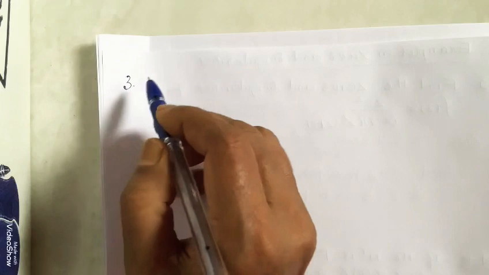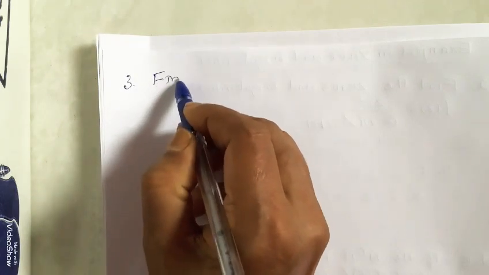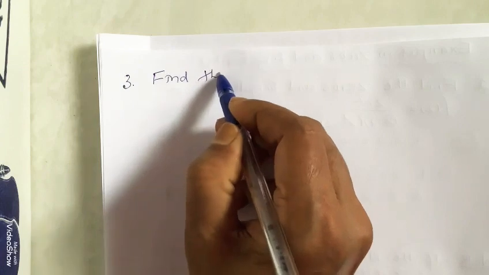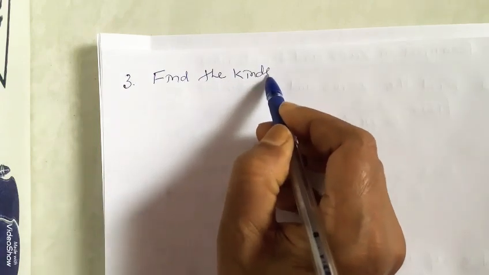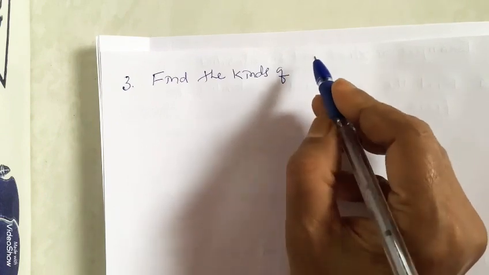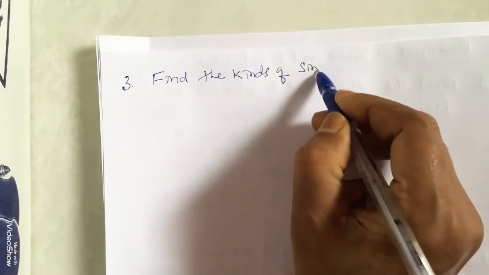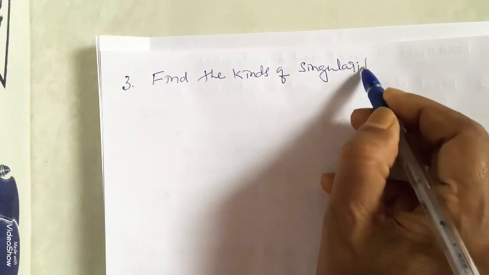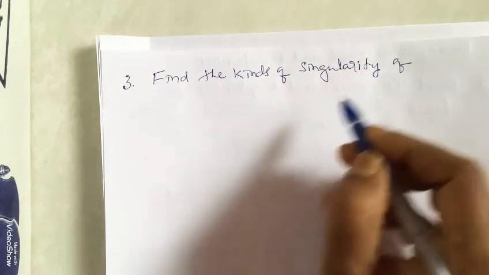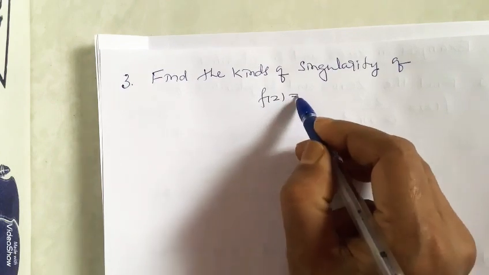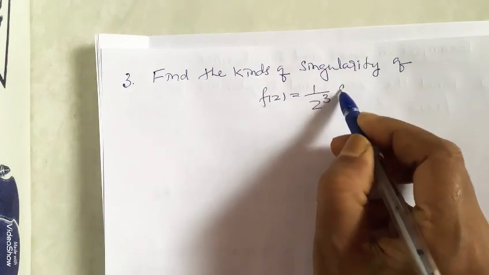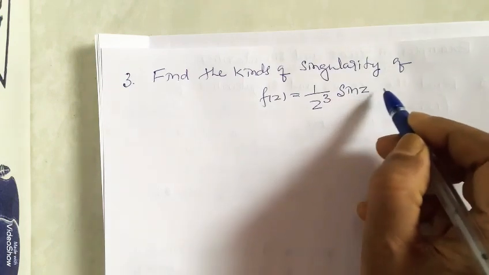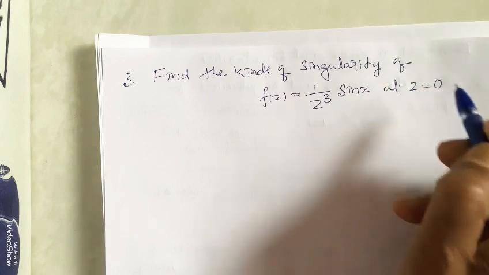So next example, find the kinds of singularity of f(z) = 1/z³ · sin z at z = 0 here.